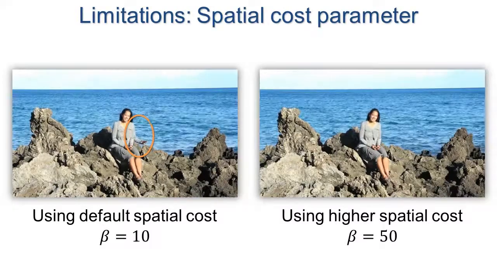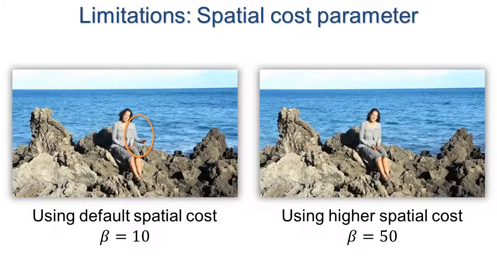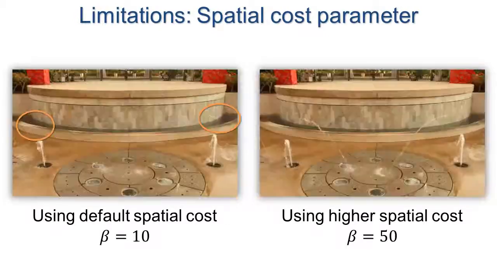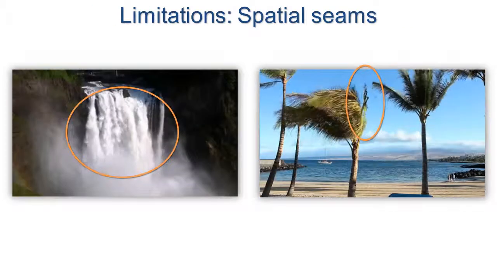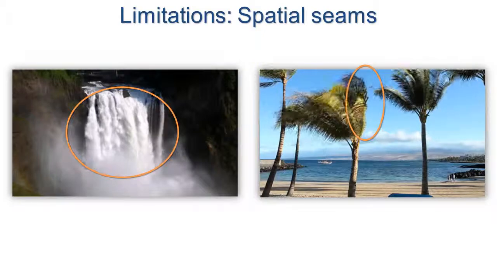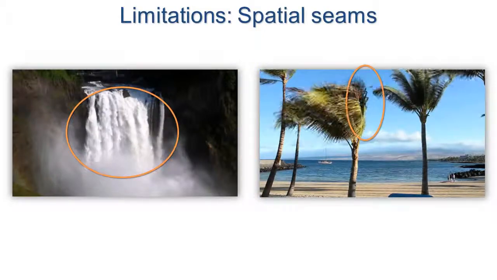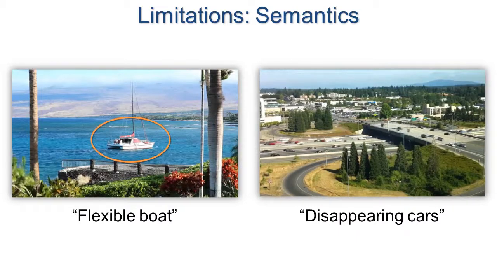In some cases, it would be nice to adapt the default parameter settings based on the content of the video. For large scene motions, spatial seams may be unavoidable. Sometimes the video loop is visually plausible, but semantically incorrect.